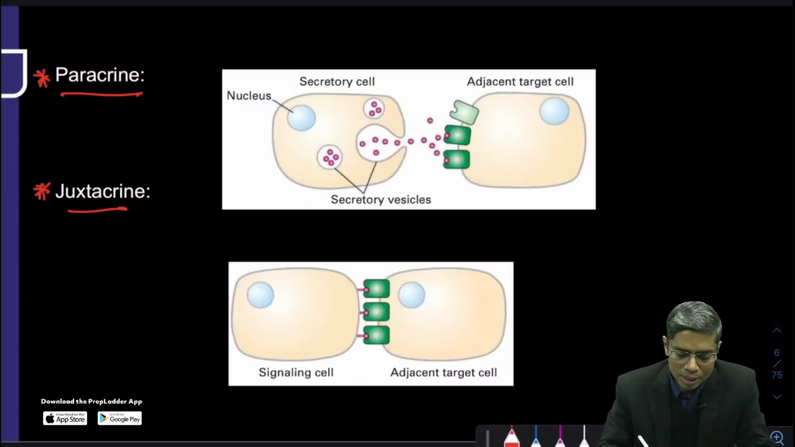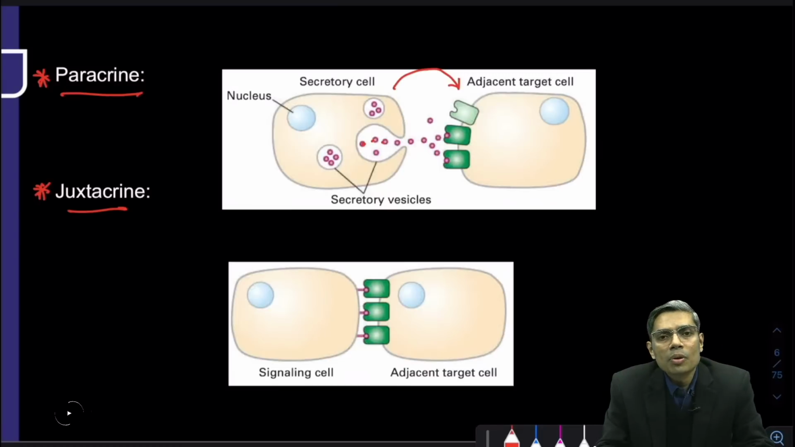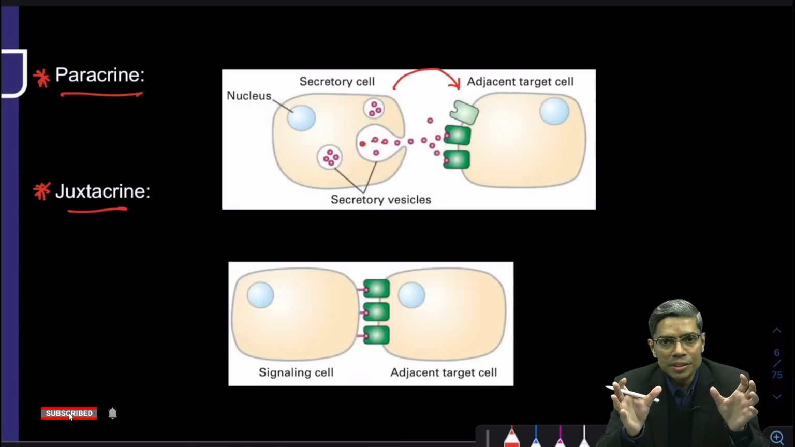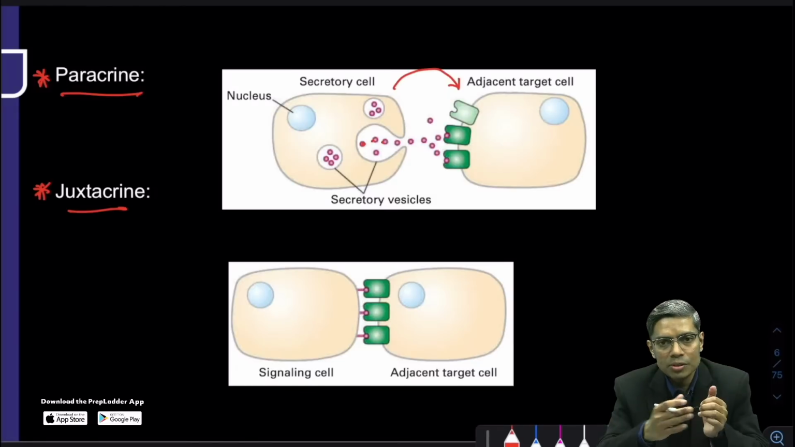Paracrine means when a cell is secreting some product and the product is going to the nearby cell by the process of diffusion, right? Two cells are located near to each other. The secretion from one cell is acting on the nearby cell by the process of diffusion. So the product has to travel, but not through blood, by the process of diffusion only.